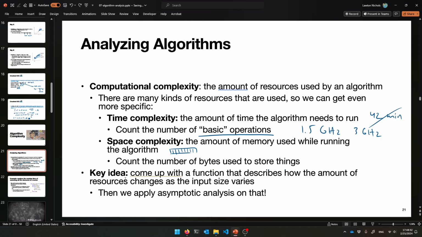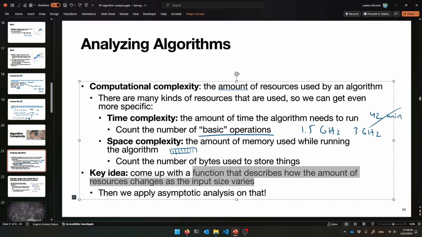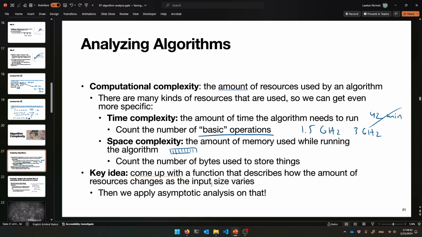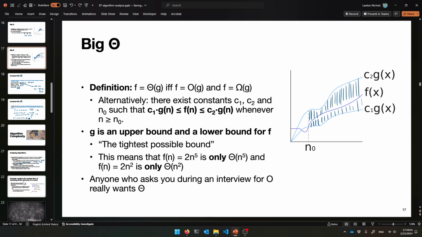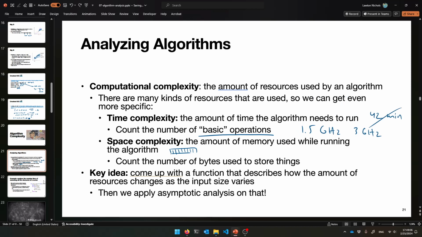So as you're analyzing an algorithm, you're essentially coming up with a function that tells you, for the input size, how many basic operations your program's going to take, or for an input size, how many bytes of space your program's going to use. Come up with a function that describes how the amount of resources changes as your input size varies. Maybe it doesn't change. Maybe it's a constant time algorithm then. And then you take that function that you just generated. It's now something mathematical. You can do your asymptotic analysis on it. You can do your big theta. Do whatever you want. Okay, that's where we're going.